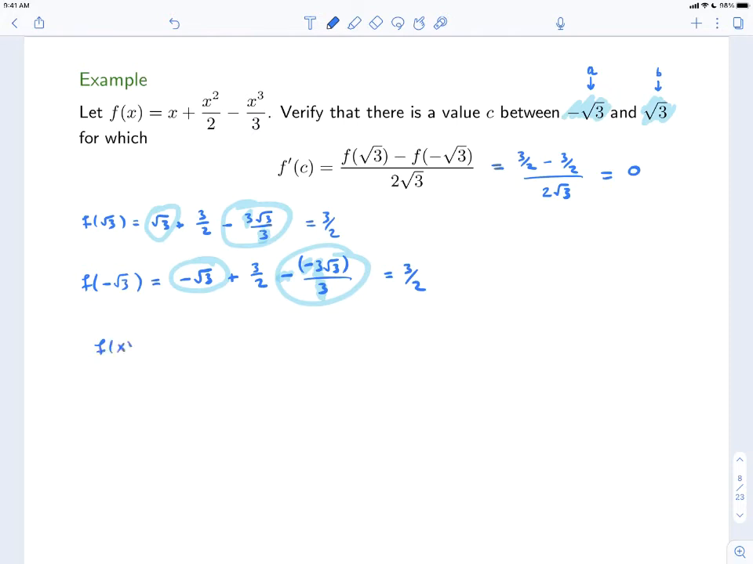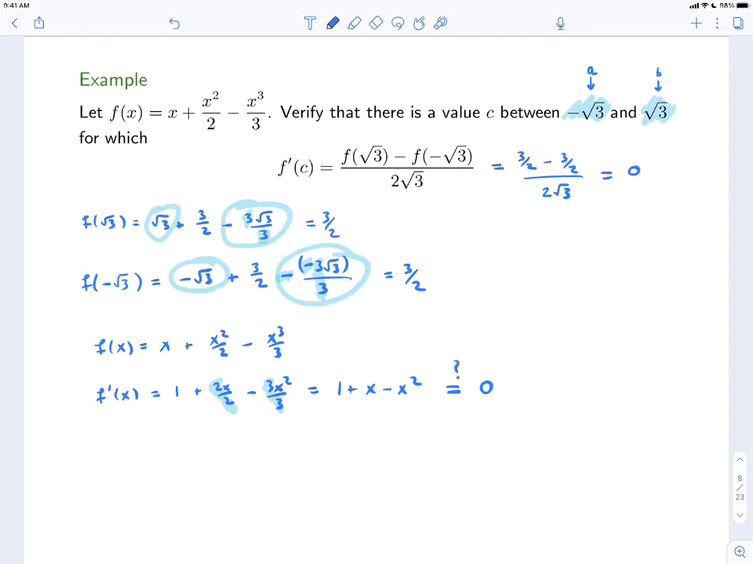Let's just rewrite it. F at x is x plus x squared over 2 minus x cubed over 3. So if we compute the derivative f prime of x, that's going to give us 1 plus 2x over 2 minus 3x squared over 3. And of course, again, your constants will disappear here, and you're just left with 1 plus x minus x squared. So we want to find some value for x where this is equal to 0.